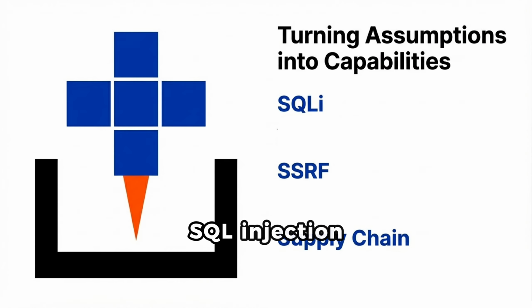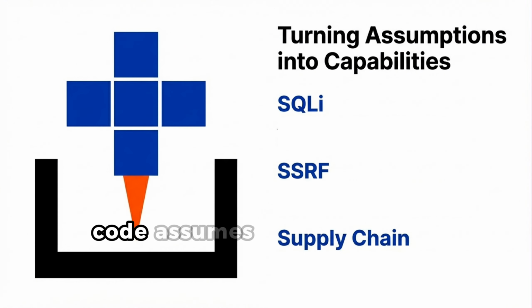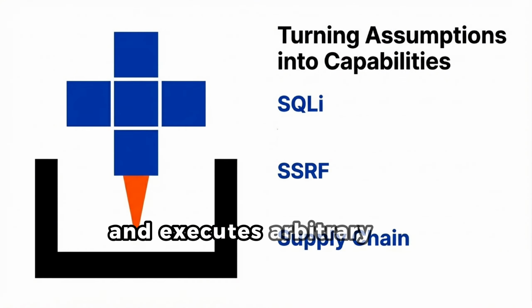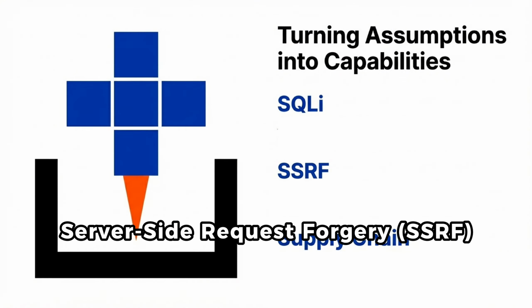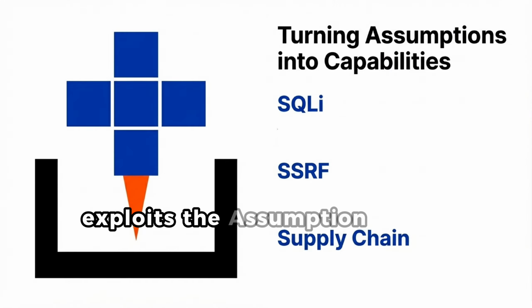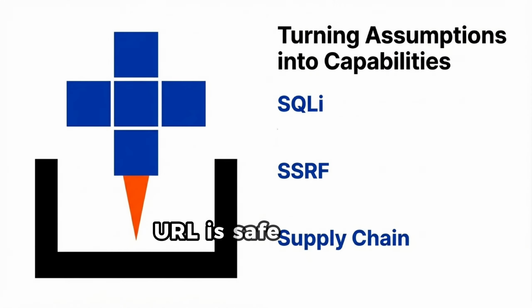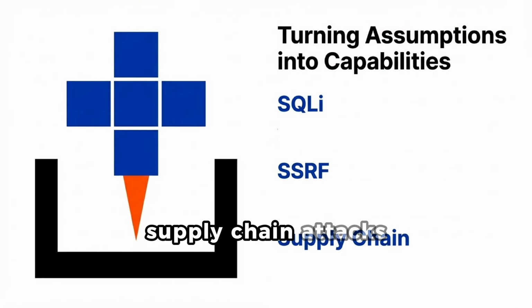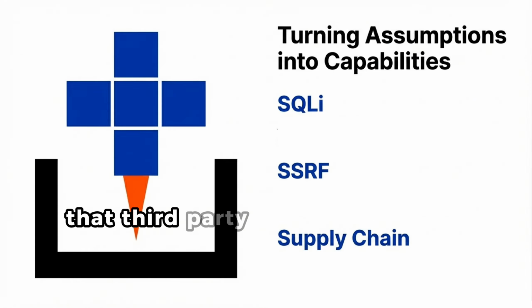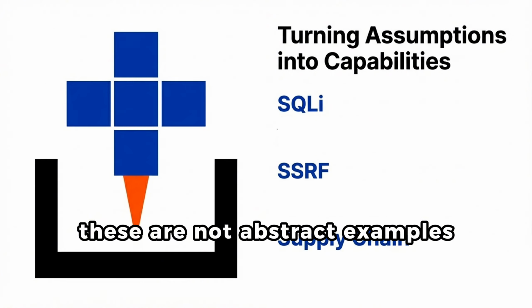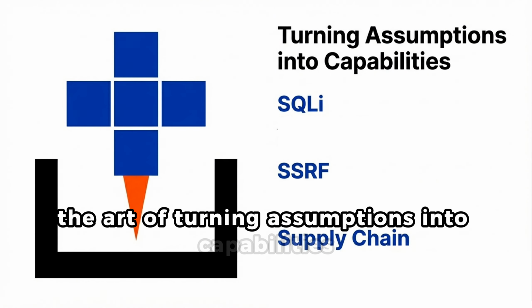SQL injection is a classic. Code assumes an input is safe text, concatenates it into a query, and an attacker supplies input that breaks the assumption and executes arbitrary SQL. Server-side request forgery exploits the assumption that a server-side URL is safe to fetch. Supply chain attacks exploit the assumption that third-party dependencies are benign. These are not abstract examples, they are the art of turning assumptions into capabilities.